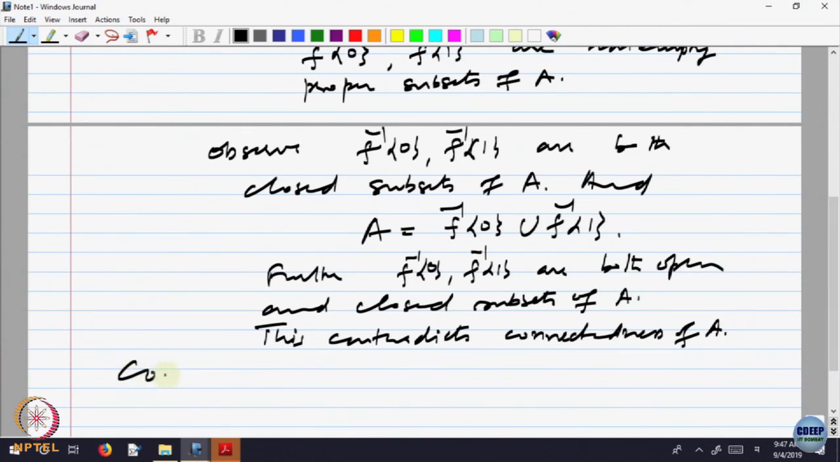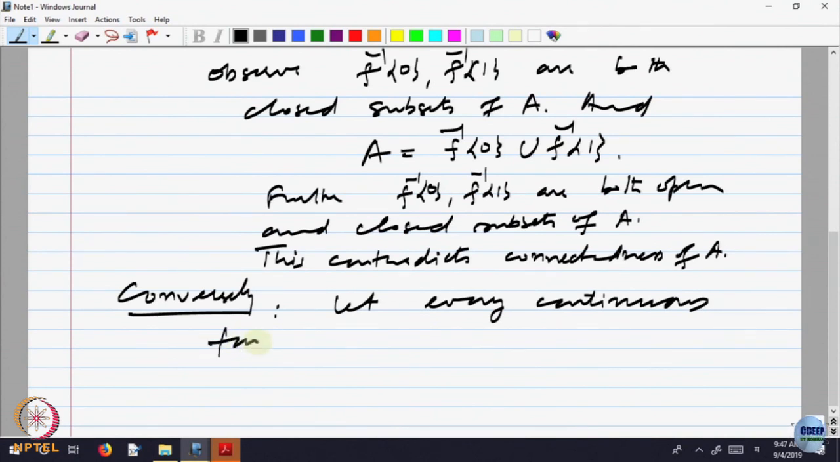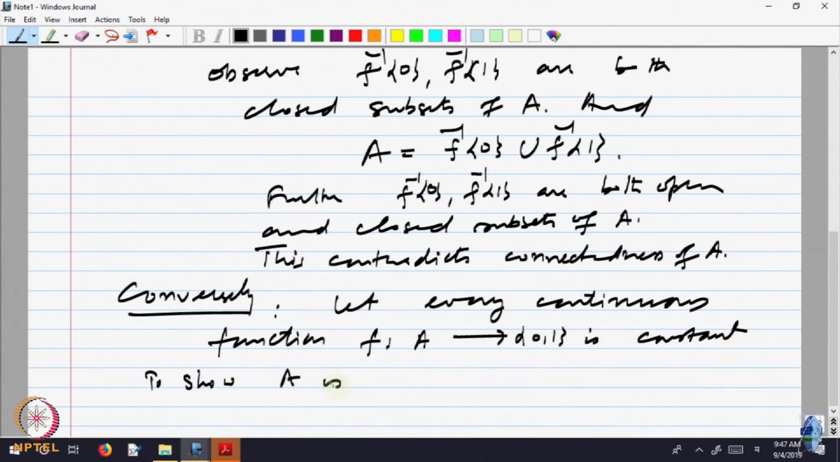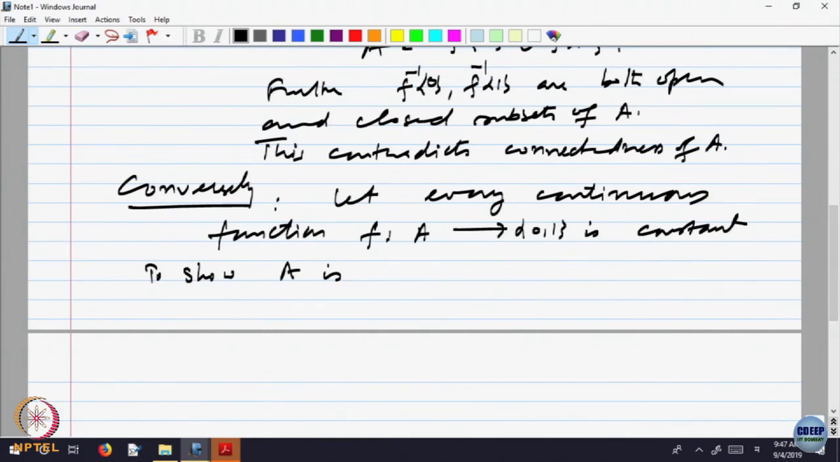So, let us look at the converse. Conversely, let us have the property that every continuous function f from A to {0, 1} is a constant function. So, that is given to us, to show A is connected, right? So, that is what we are showing.